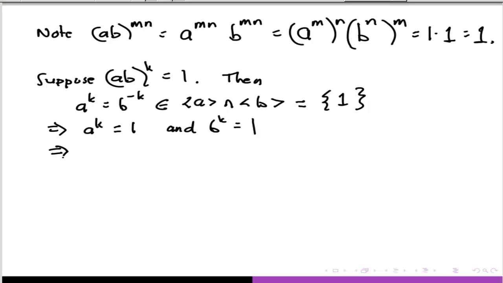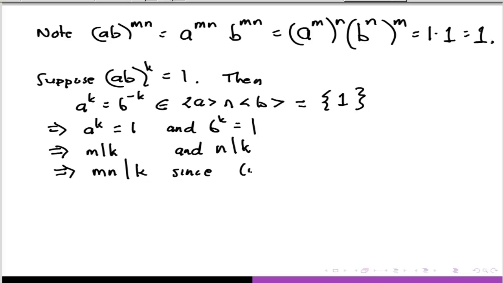Okay, but that tells me that k is a multiple of the order of A, so m is a divisor of k. And this tells me that n is a divisor of k. And since m and n are relatively prime, this means that m times n is a divisor of k. QED. Therefore, mn is in fact the smallest exponent that works. So the order of AB is m times n.